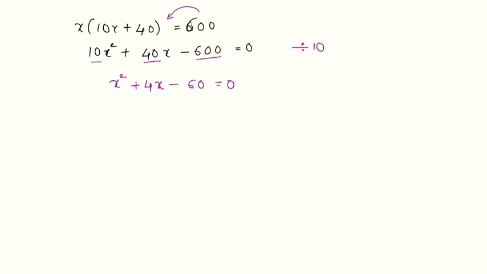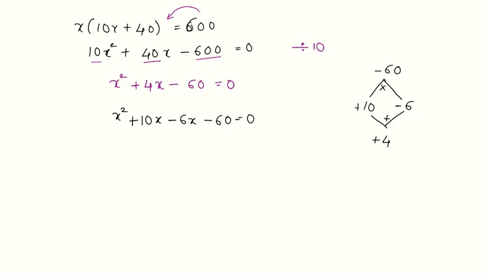I'm going to use the factorization method now, where I need two numbers whose multiplication gives me minus 60 and whose addition gives me plus 4. I have the numbers in mind: 10 and minus 6. 10 into minus 6 is minus 60, and the addition gives me plus 4. So how will I write this? x squared plus 10x minus 6x minus 60 is equal to 0.